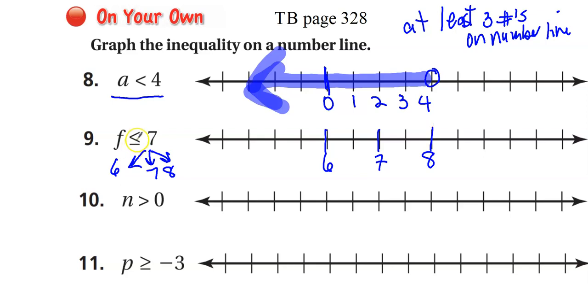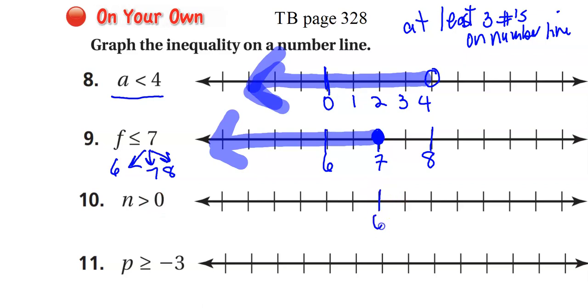Okay, so this one includes a closed circle because all of the solutions F are less than or equal to 7. So it can equal 7. So I'm going to do a closed circle. And then I'm going to highlight all of the numbers that are less than 7. And the next one is n is greater than 0.